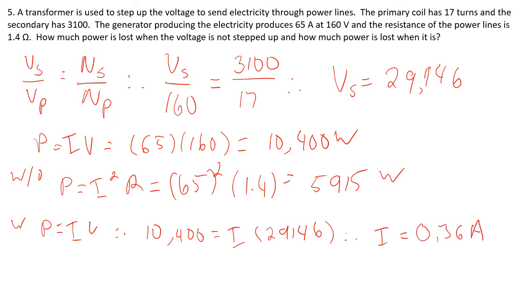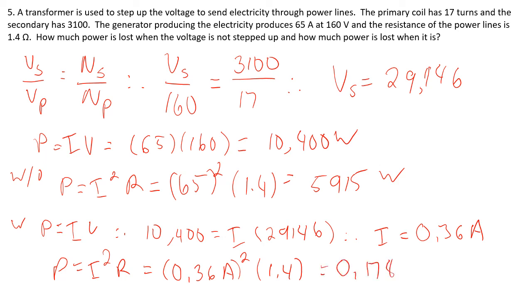0.36 amps. Now we use P equals I squared R to find the power lost. So we've got 0.36 amps squared times our resistance of 1.4, and we get 0.178 watts. So a much smaller portion of the energy is lost when the voltage is stepped up. And reminder, in this equation right here, this is to find the new current when the voltage is stepped up, because the current does not remain the same when you change the voltage in this case.